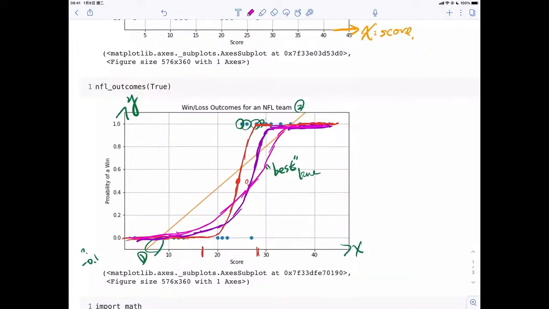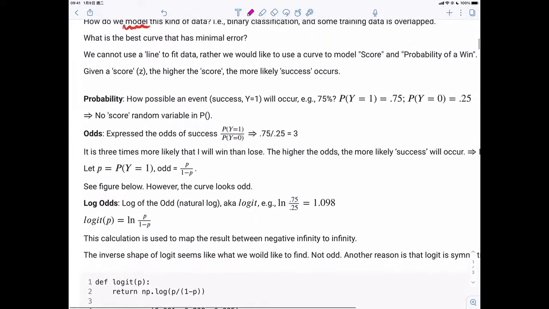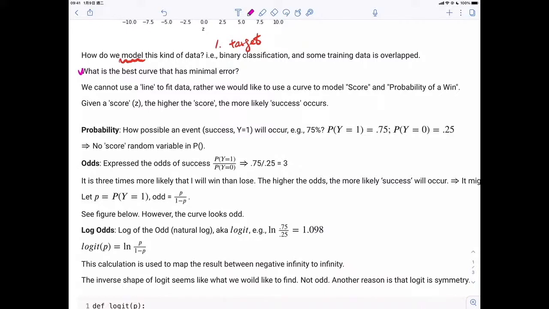So we have to find a loss function to help us measure which curve, the red one, the purple one, or the pink one, is the best to describe the training data. We cannot use a line to fit this data. Rather, we would like to use a curve to model the relationship between score and the probability of a win.